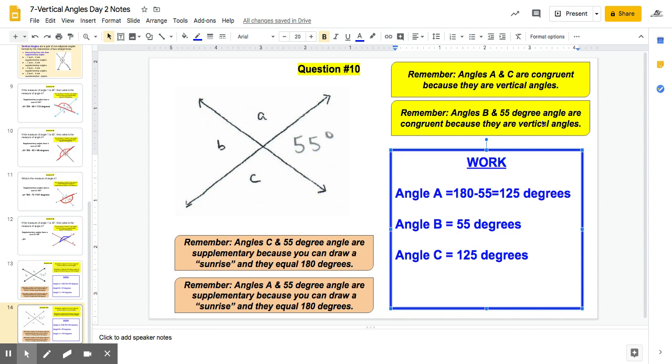Okay, boys and girls, you are now going to complete the vertical angles day 2 assignment, questions 1 through 10. If you have any questions, please ask me.